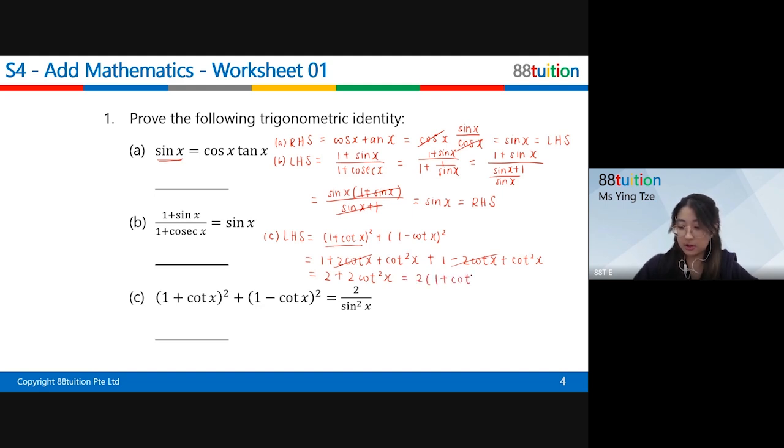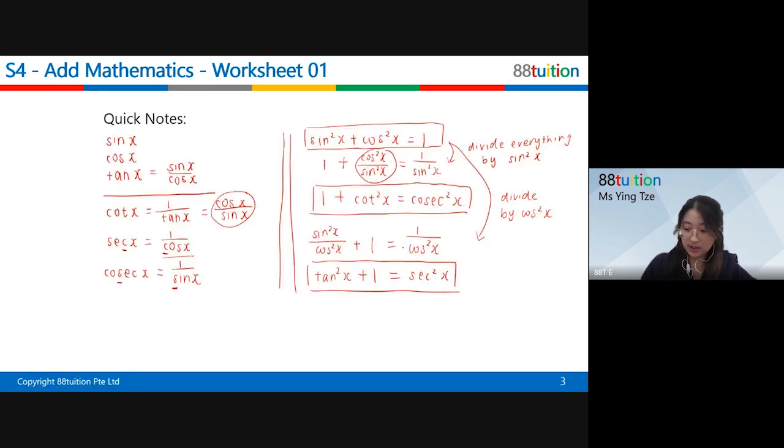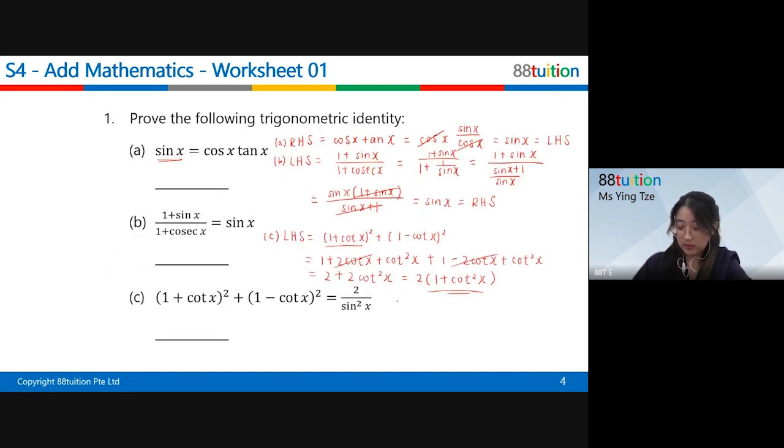So I factorize out the 2 from here. And then you realize this one is similar to the identity we saw just now over here. 1 plus cotangent square x is the same thing as cosecant square x. And cosecant square x is the same thing as 1 over sine square x. So we arrive at the right hand side. Any question?